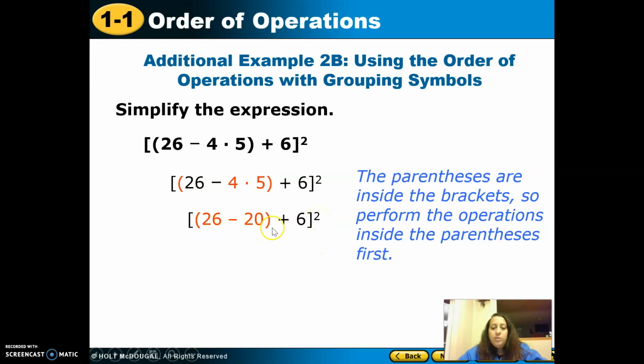So the next thing we want to do, we still want to work on this parentheses right here. 26 minus 20 is 6. So this turns into the 6 right here, and then we're dropping everything else down. So 6 plus 6 is 12. We're going to square 12, and we get 144.